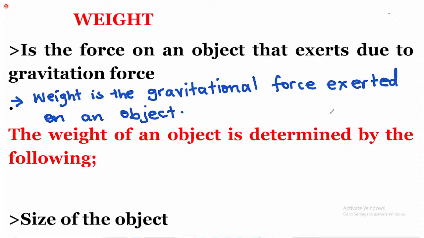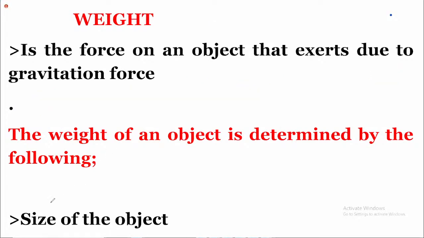Now, let us look at the factors which determine the weight of an object. Different objects have different weights. Let us look at the factors that determine the weight of an object. Yes, Sonia, read for us from the words, the weight of an object, in red color.